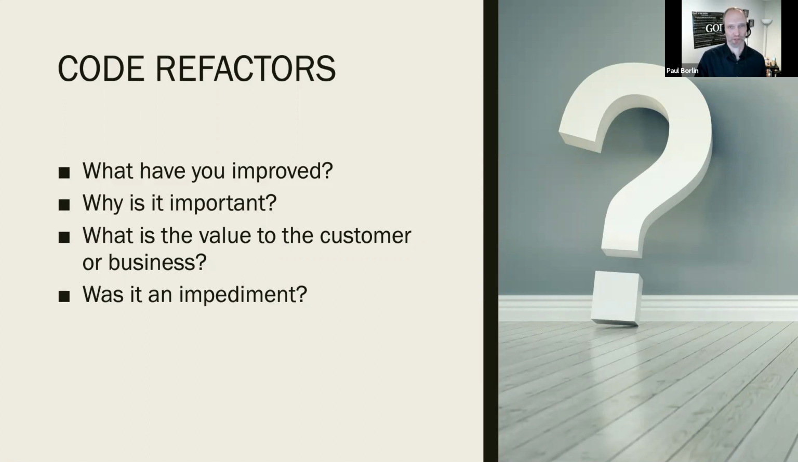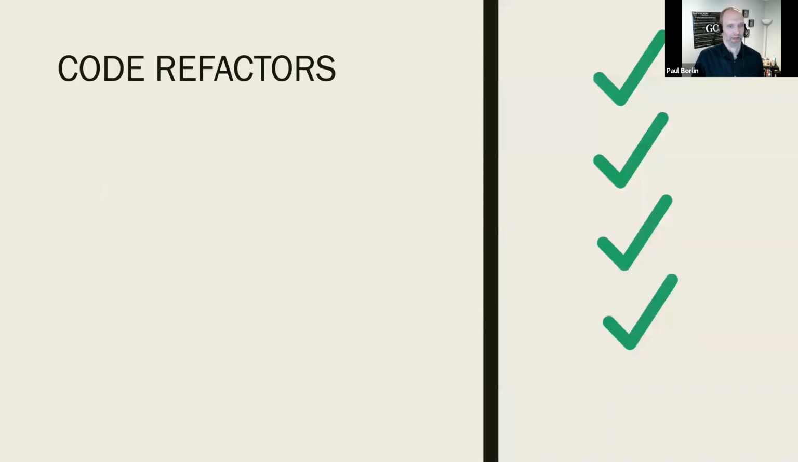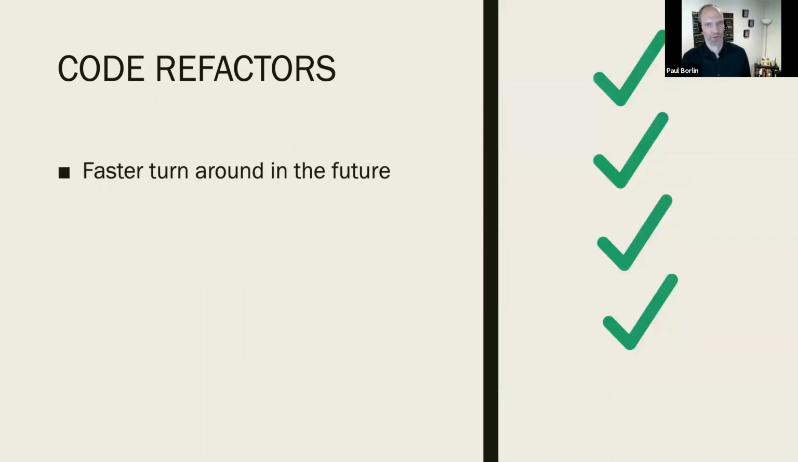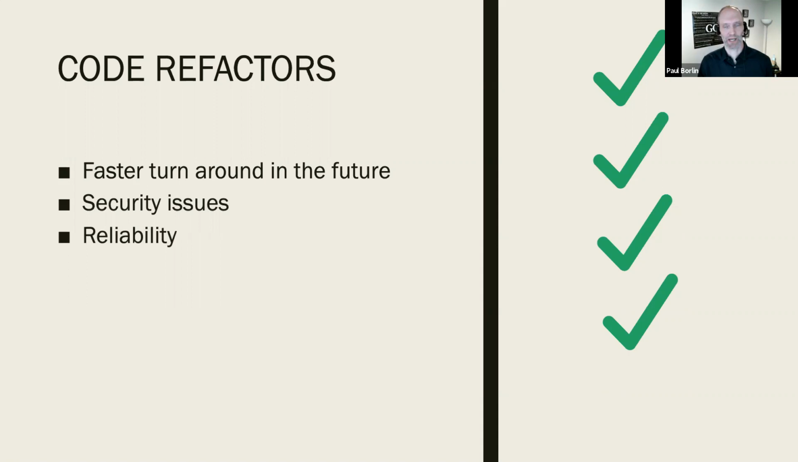Was it an impediment? You couldn't get the next feature in because of it? Was it wasting time? Did it have a faster turnaround in the future? So now that we fixed this, now we'll be able to give you the next features faster because we spent that time to clean things out. Where there's security issues, security issues are very important. We often gloss over them until we get that security breach. So help them understand if it's a code refactor for security issues. Was there reliability? Was that service crashing every 15 minutes and you had some kind of process revamping it every 15 minutes? That's not a good thing to have.